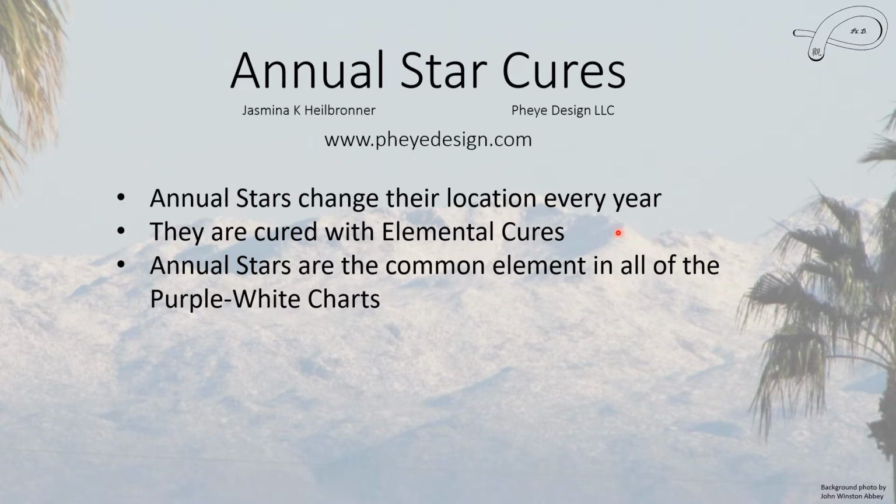Annual stars change their location every year, so that means you probably have to move your cures every year. They're cured with elemental cures, like I just talked about. And the only thing that the purple-white charts, all 648 of them, have in common is the annual star, and everything else changes depending on aspects of the house or apartment.